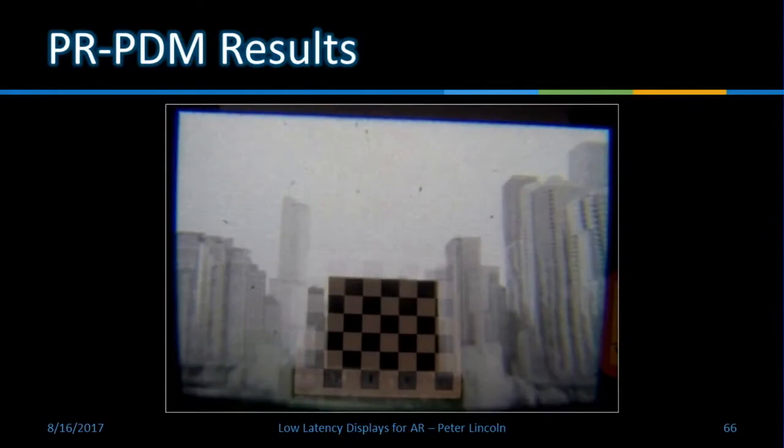So this is a demo of PR-PDM with a grayscale image, a little bit more exciting than that checkerboard. In this video, the HMD is still slewing back and forth at 50 degrees per second, but the photo object is registered to that checkerboard, so you can still see the tracking. Note that the portion of the overlay that's intended to be aligned continues to remain aligned despite this fast motion.